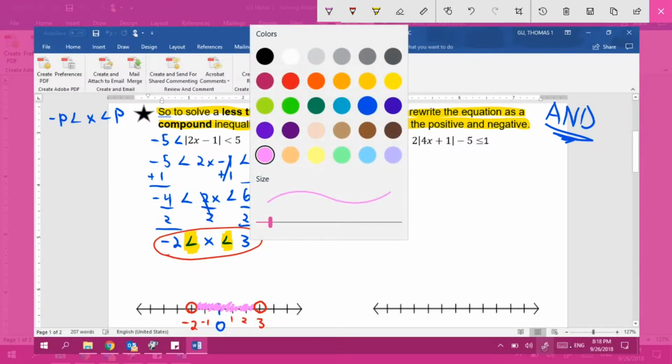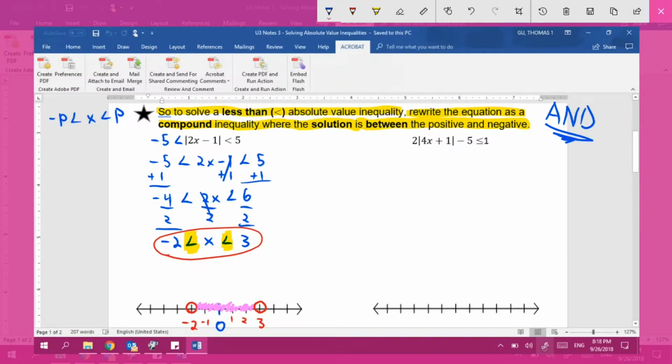All right, let's do this next one over here. First things first, we can't have these random numbers on the left side. We want to get the absolute value by itself. So what are we going to do? We're going to add 5 to both sides. So if I add 5 to both sides, that's going to leave me with 2 times the absolute value of 4x plus 1 is less than or equal to 1 plus 5 is 6.